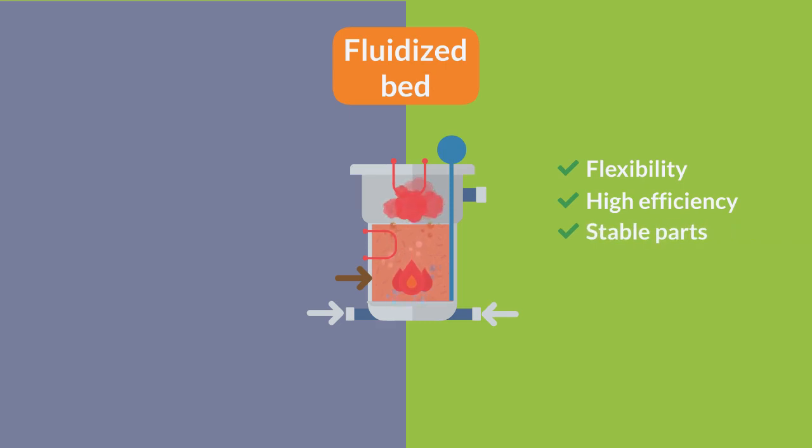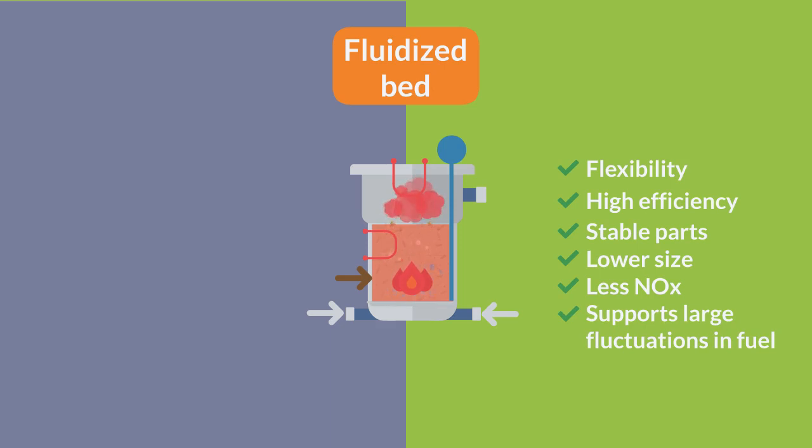There are no moving parts in the combustion chamber. For a given heat transfer capacity, the size of the unit is lower than in other designs. It requires low temperatures and excess air, minimizing the formation of NOx. Thanks to the thermal inertia of the bed, it supports large fluctuations in fuel flow and composition.